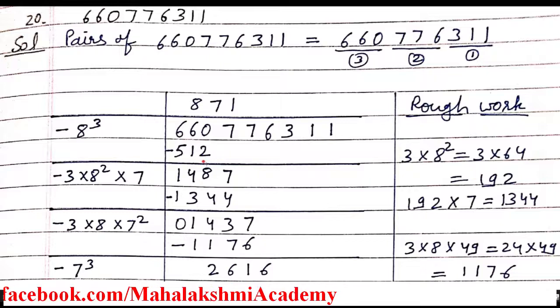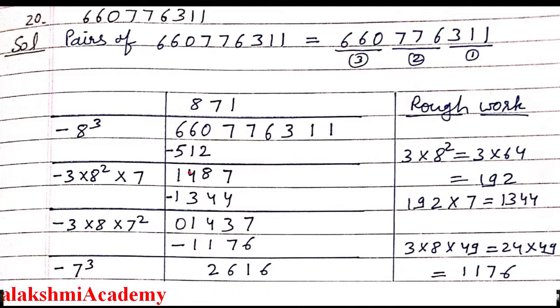So 8 cube is 512. Write the selected answer here also. Subtract them, you will obtain 148.